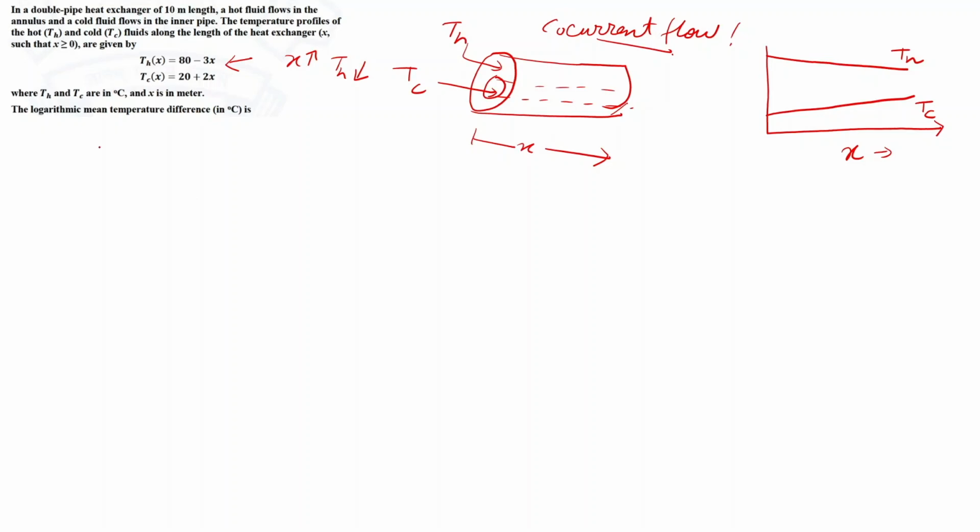Now we have this log mean temperature difference definition as delta T1 minus delta T2 upon ln of delta T1 upon delta T2, where delta T1 is my temperature difference. You can take it as at inlet, and delta T2 is the temperature difference at the outlet. So let's just find, in general, delta T at any x.